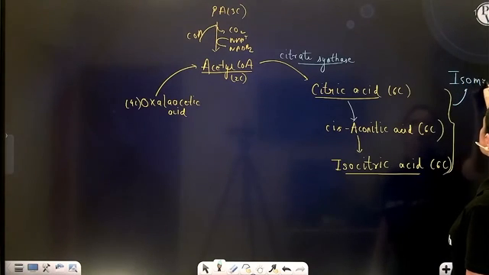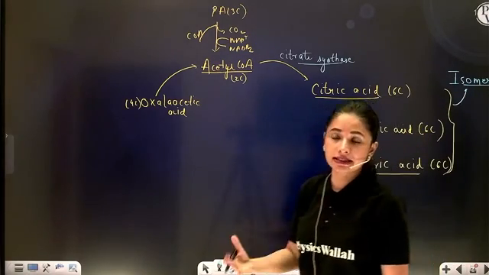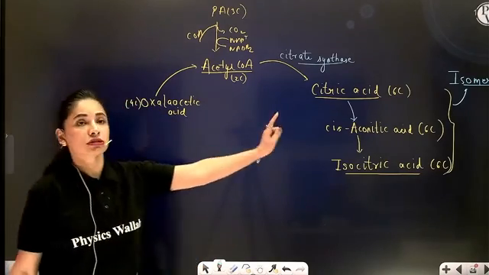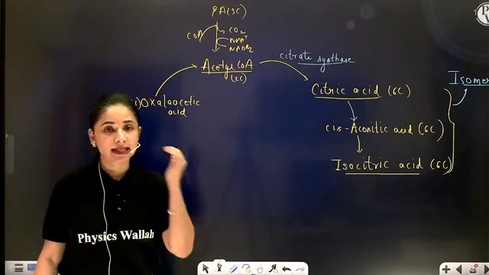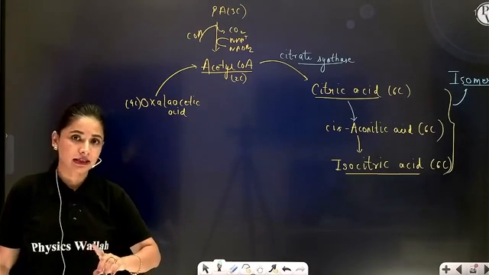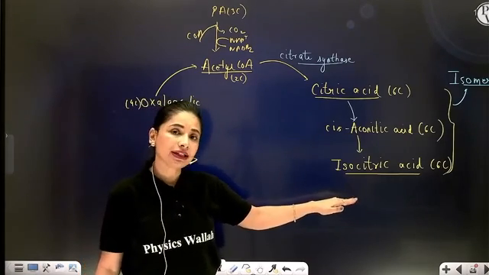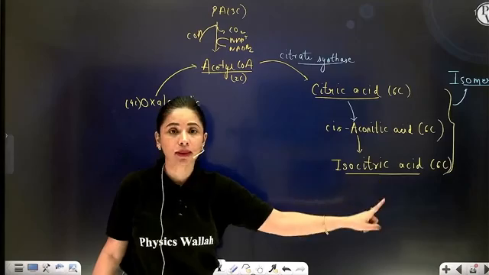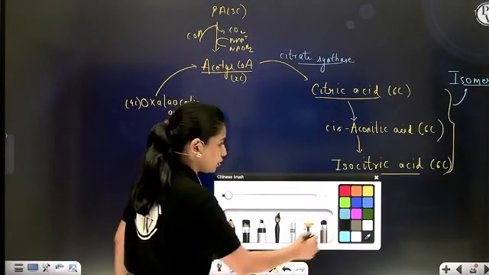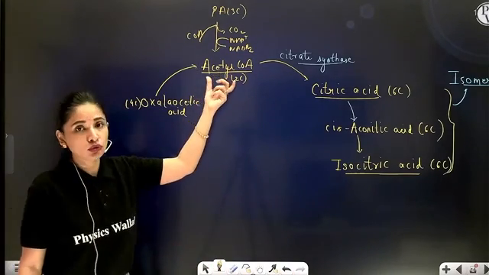Why isomerase? Because an isomerization reaction is taking place, and that is done in two steps. First, citric acid converts itself into cis-aconitic, and then this cis-aconitic gets converted into isocitric acid. Now, the first three intermediates which you can see, all these three are 6-carbon compounds. Correct?